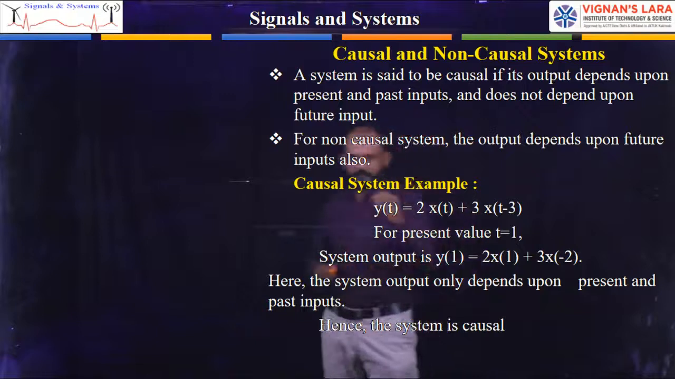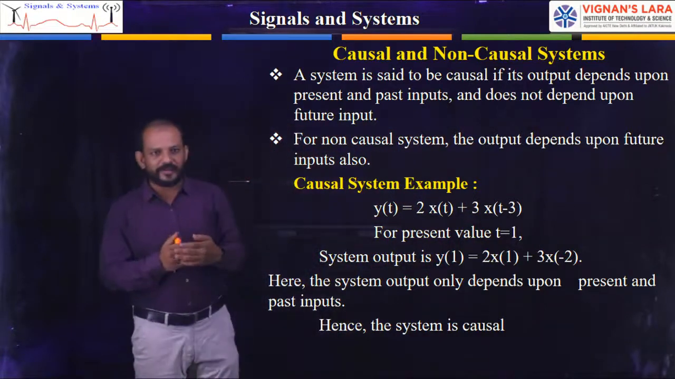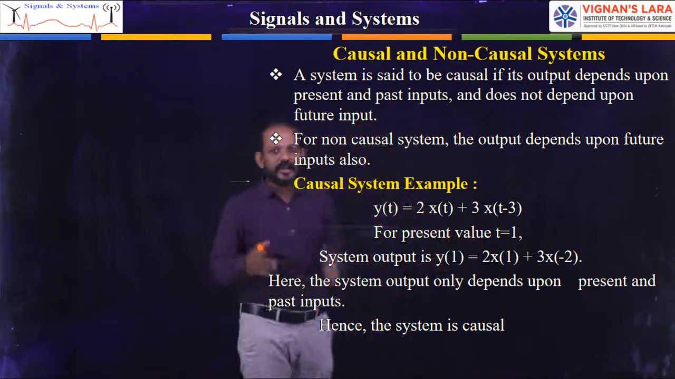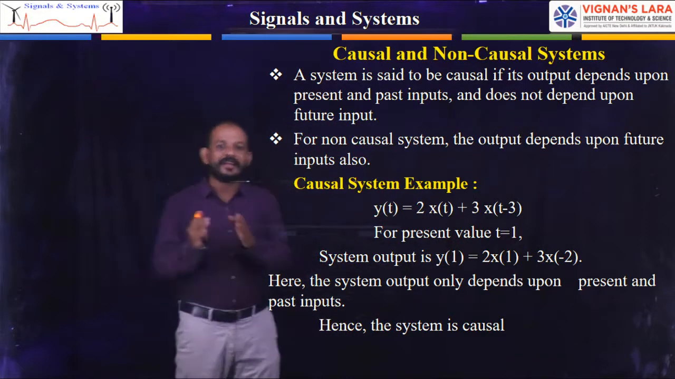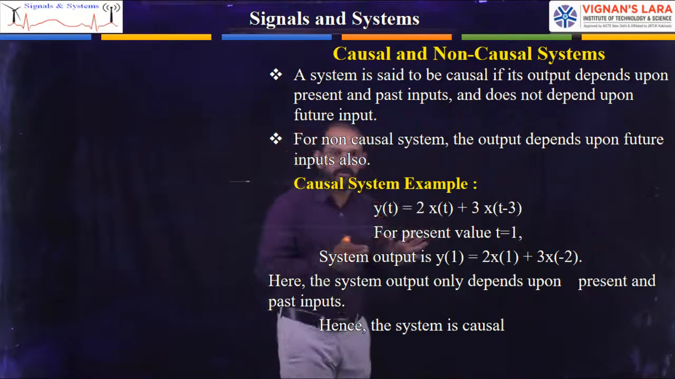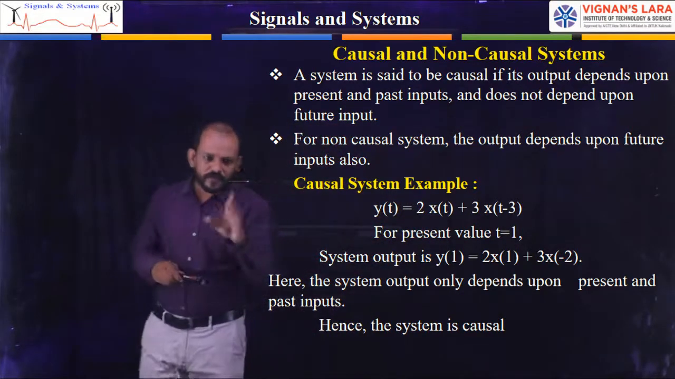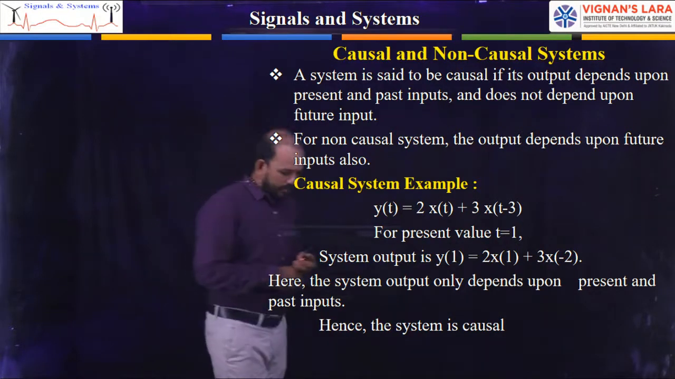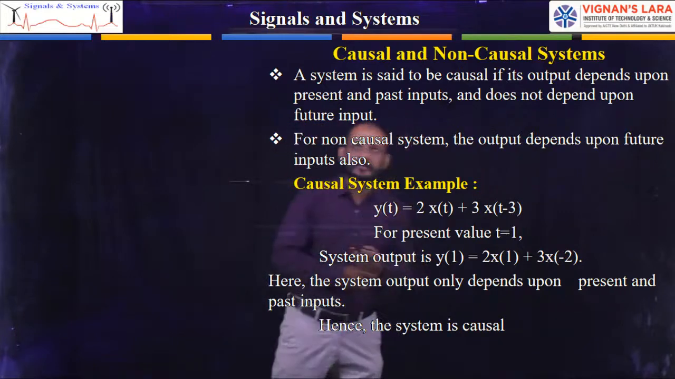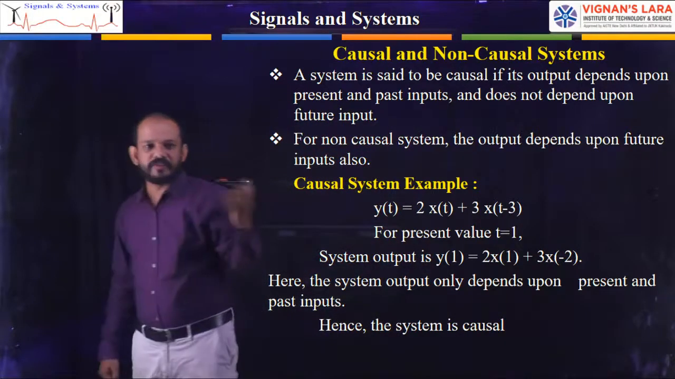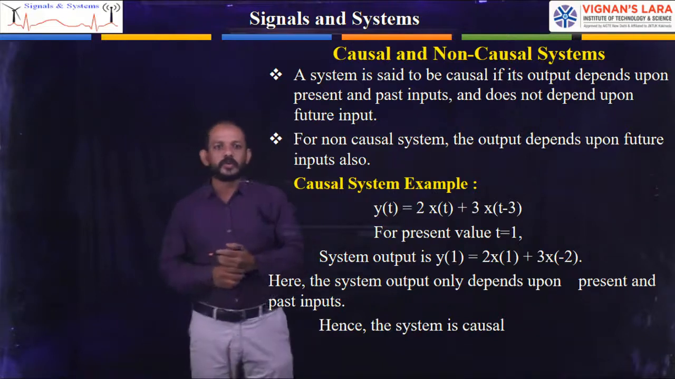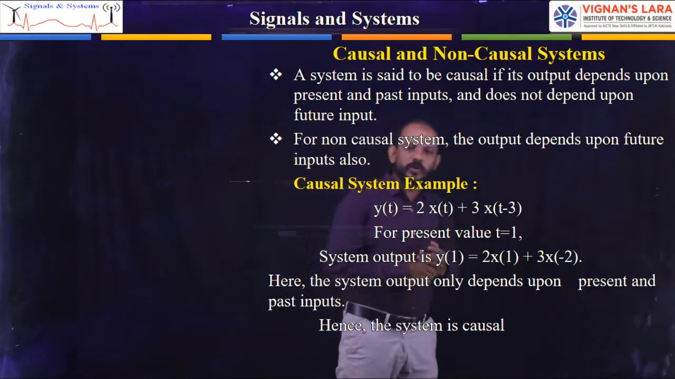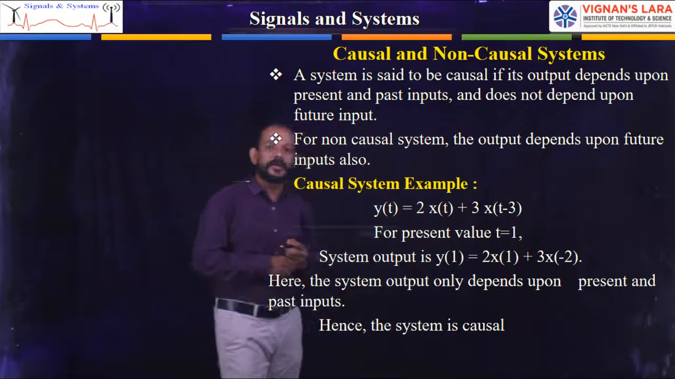First I will give the examples for causal, and then the example for non-causal. After that, I will compare static and dynamic with causal and non-causal, for your better understanding. See the example for a causal system. I will explain this by taking a system equation: y of t equals 2 into x of t plus 3 into x of t minus 3.